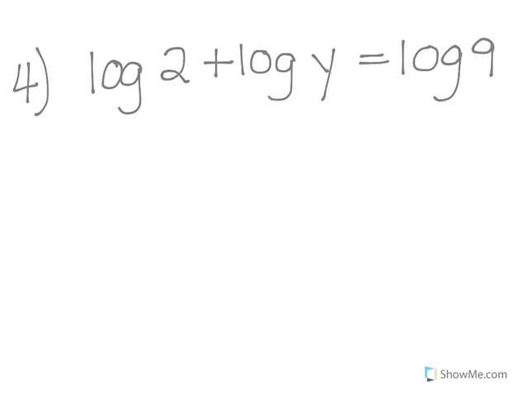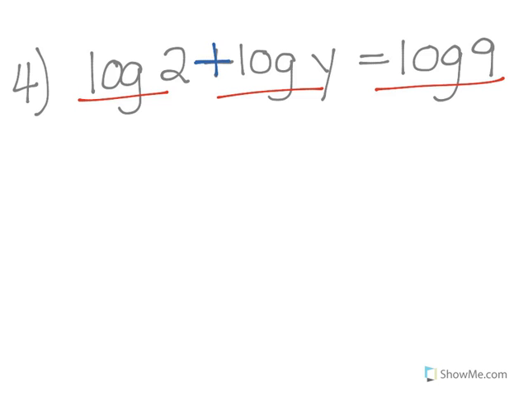Okay, in number 4, this is where it can get a little bit trickier. We have a single log on the left side, and we have 2 logs on the right side, and we have 2 logs on the left side. So this means that we need to use our log properties and make a single log on the left side. This is where writing as a single log comes into play.